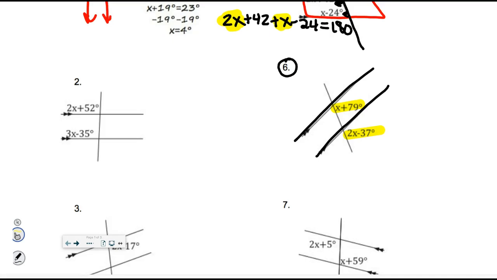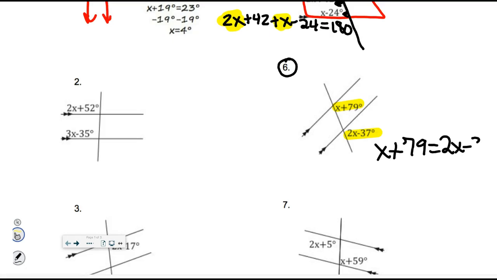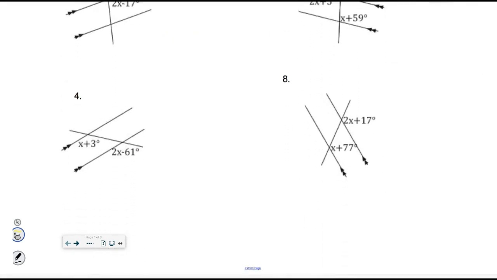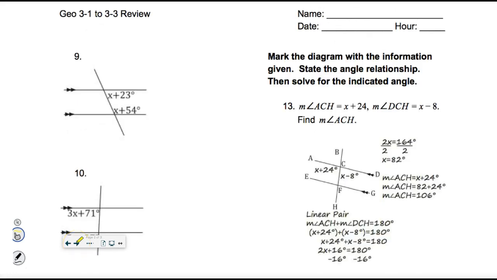They're corresponding. Yeah, this is in the bottom right in its chunk of 4, and this one's in the bottom right of its chunk of 4. So you're right, they're corresponding, Ellie. And we wrote up there that corresponding angles are congruent. So you're going to say x plus 79 equals 2x minus 37, and you'll use algebra to solve it. So we're going to go grab one more. Let's go to the back side here.